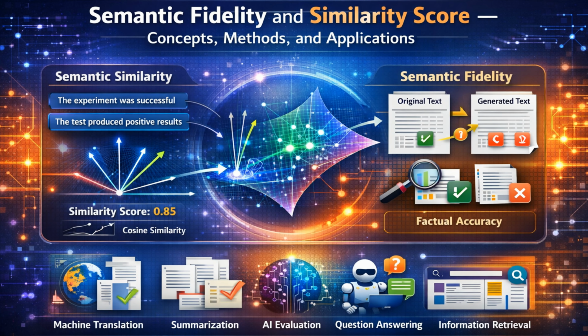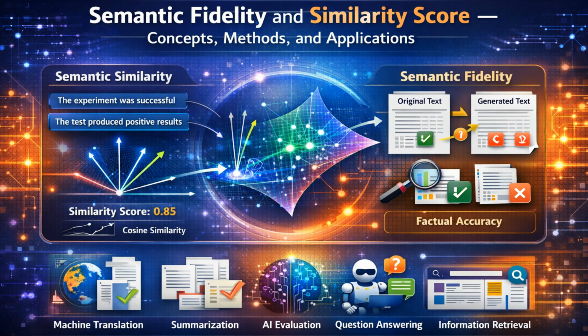Modern methods use vector representations of the text, like BERT embeddings, and then calculate the distance between these vectors, often using cosine similarity. Okay, got it. So we're turning text into vectors and then measuring how close those vectors are. What about semantic fidelity? How is that different?